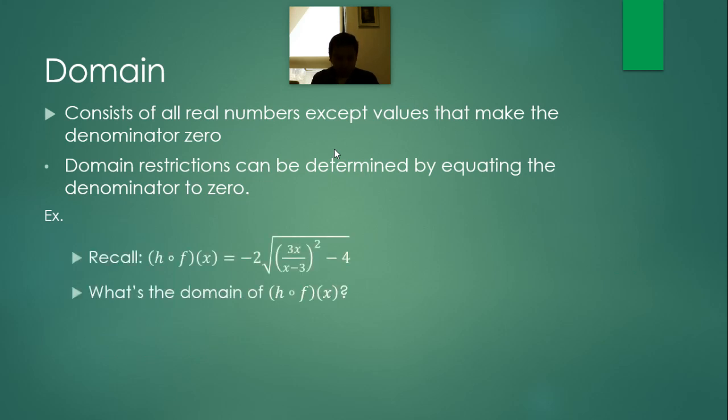Now let's go back to our example from the previous presentations. You remember the combination of two functions, h and f? It is composed as -2 times the square root of 3x over x minus 3 squared minus 4. So how will we determine its domain?